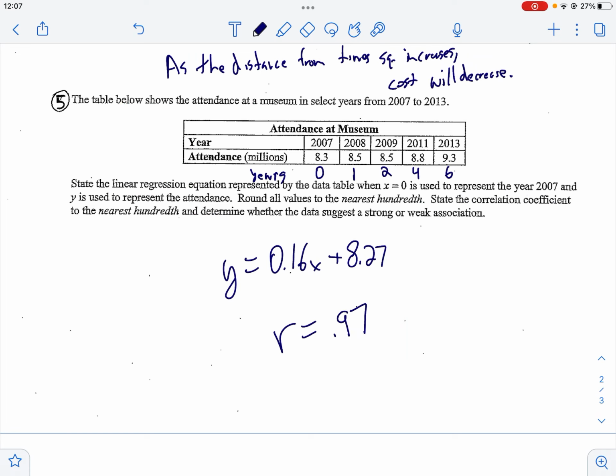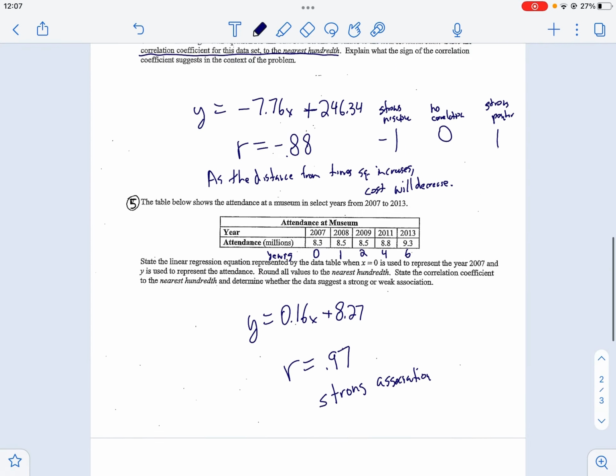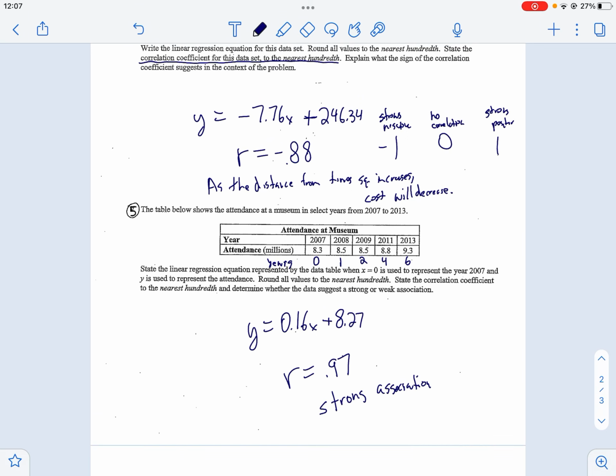It asks us to state whether this is a strong or a weak association, and we could say 0.97 is a strong association. We're not asked to explain any further, so that would be the final step for that question. Hopefully this was a helpful review of scatter plots and linear regression.